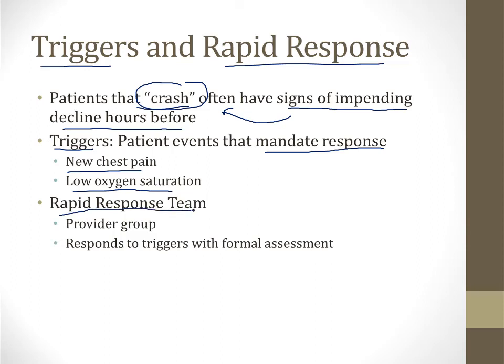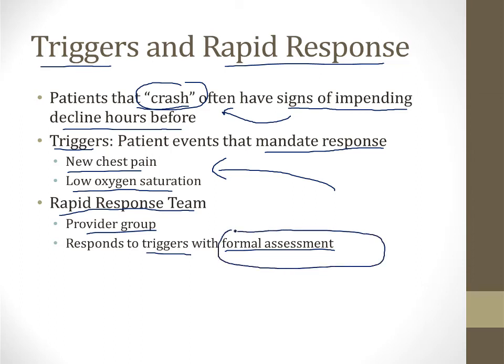A rapid response team is a group of providers that responds when a trigger occurs with a formal assessment. So, for example, in my hospital, anytime a patient has a certain event, such as these two things listed on the screen, a rapid response team will present at the patient's bedside and do a formal assessment. They may implement medication changes, they may move them to the ICU, and the goal is to prevent the patient from having a sudden crash because these crashes are often deadly and many patients don't survive the hospitalization if they suffer a sudden change in status.